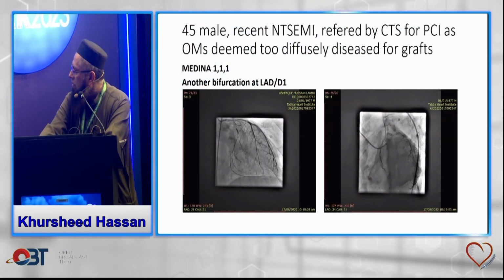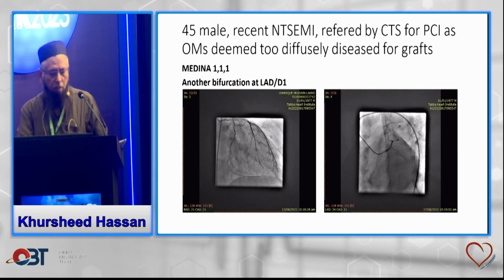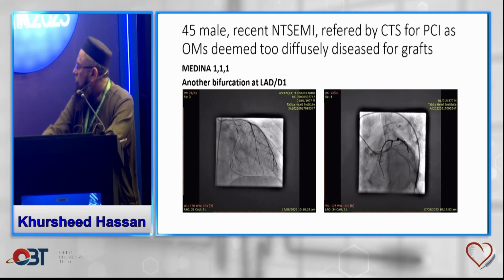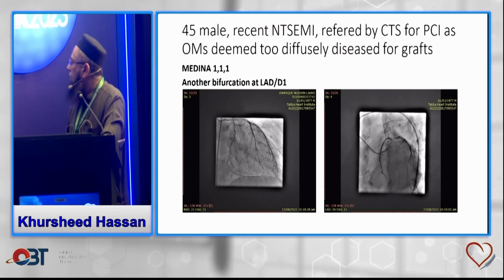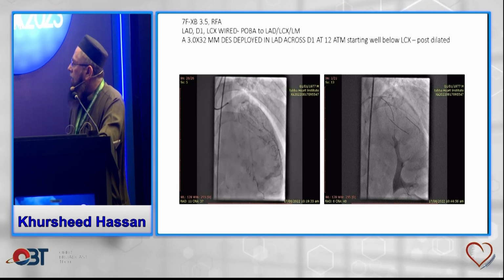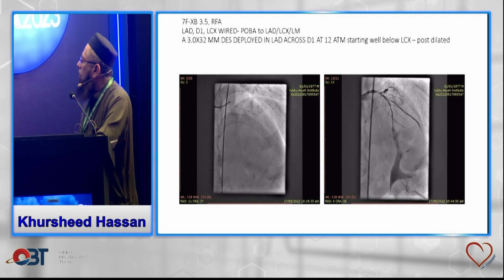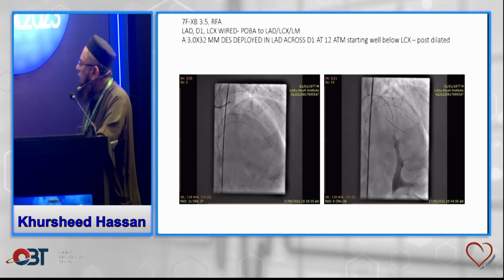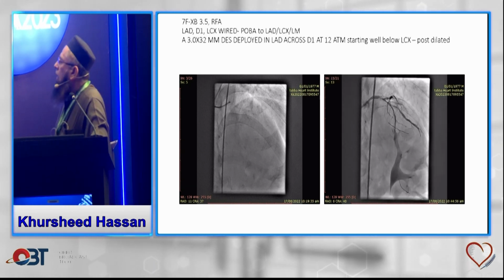The only nice graft was probably a LIMA to LAD. So they sent him for an intervention opinion. So distal left main, ostial LAD, ostial circ, no doubt about it. There is another bifurcation at the diagonal D1 and LAD, but although the diagonal is a big vessel, the ostium is not that bad. So although we wired it, we kept it for provisional.